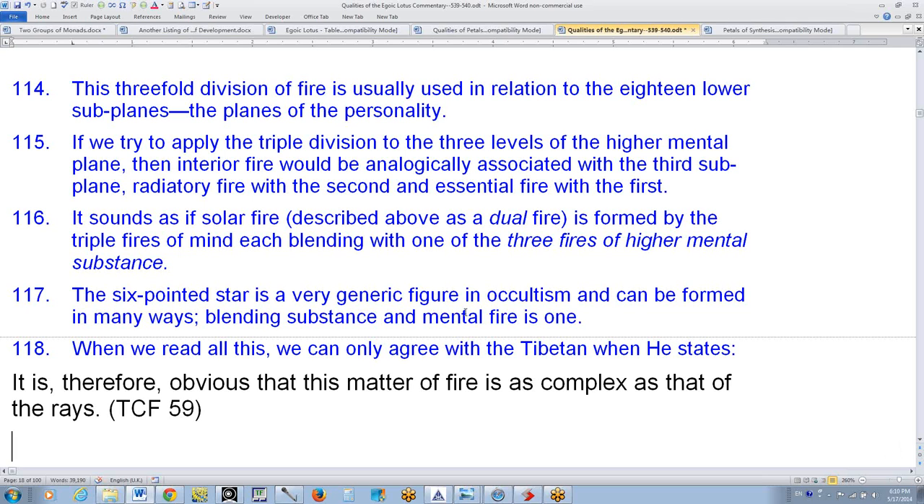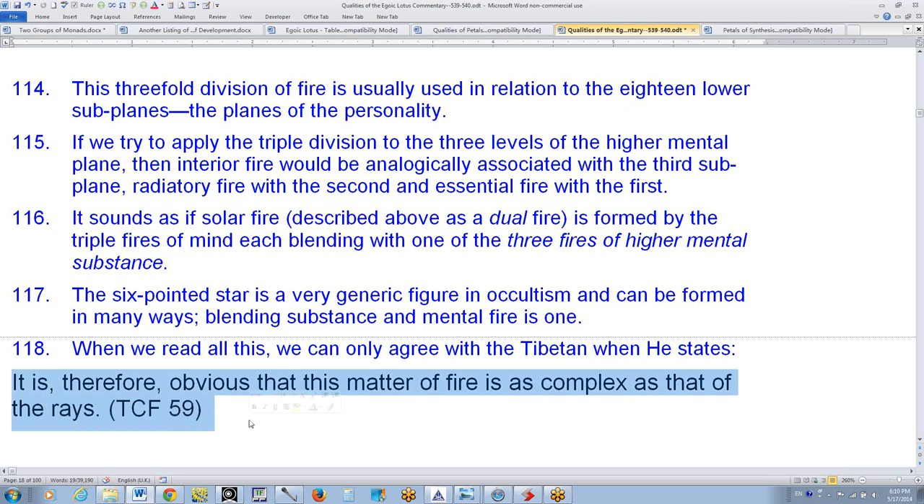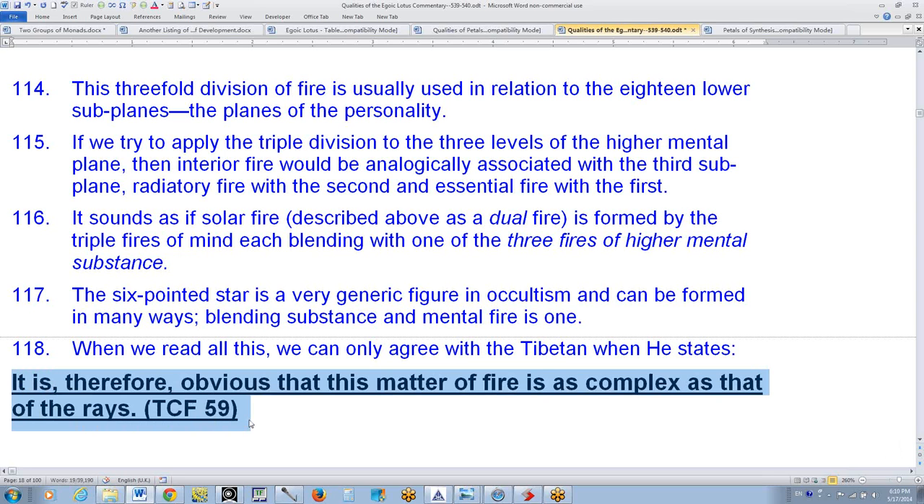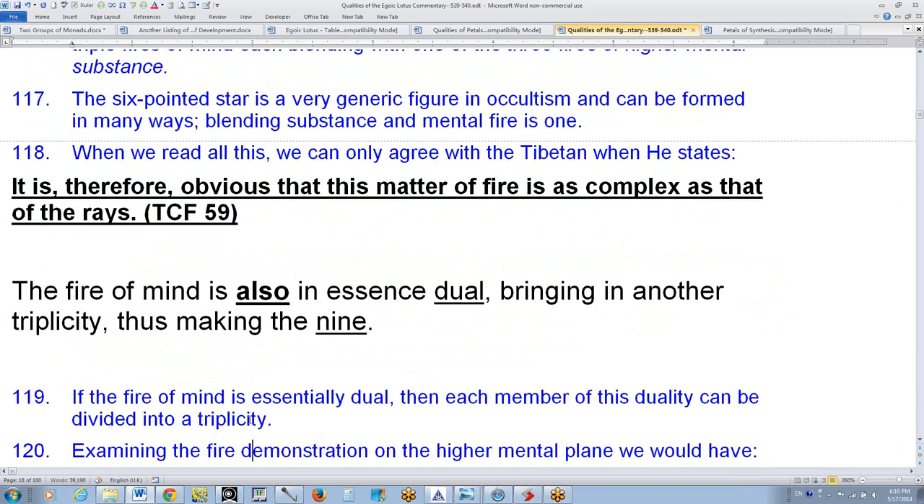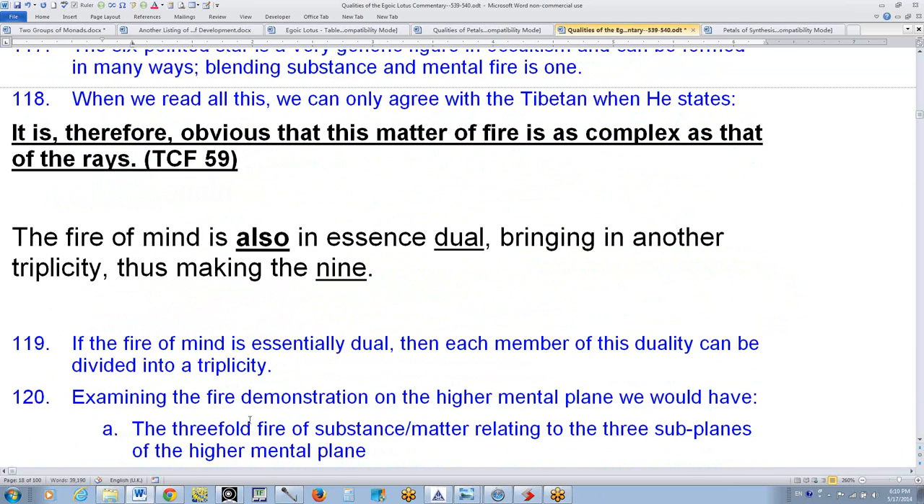So when we read all of this, we can only agree with the Tibetan when he states, it is therefore obvious that this matter of fire is as complex as that of the rays. Right. And I think we'll have to leave this to some of the scientists who will have the mind to get into cosmic fire.